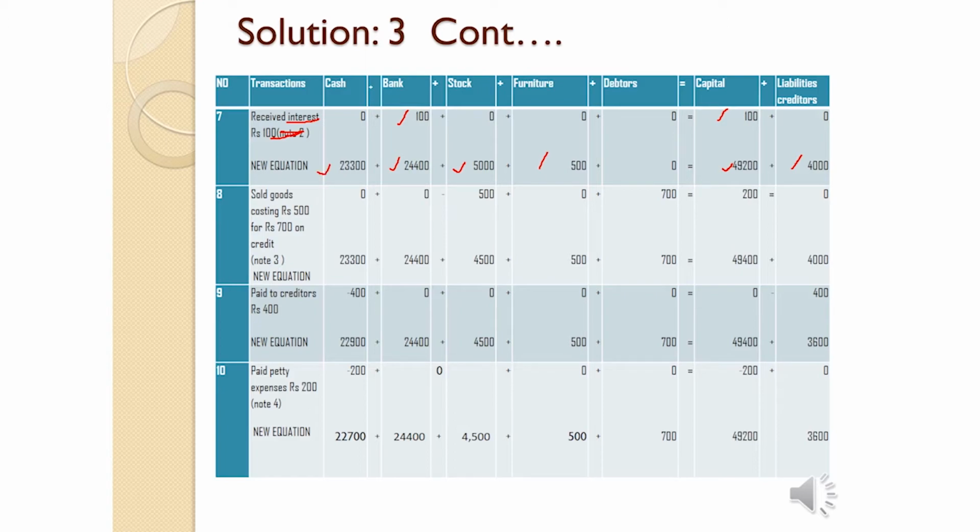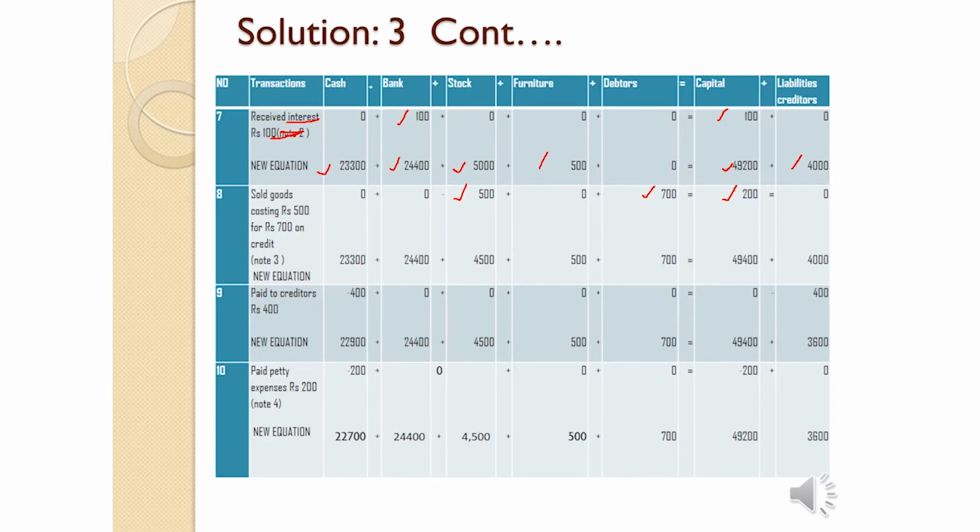Next transaction is sold goods costing rupees 500 for rupees 700 on credit. So sold goods costing 500 for 700. So 500 is the value of stock, and 200 is the profit. That is, 700 is the selling price, recorded under the debtors column. 700 minus 500, 200 is the profit. So the amount of capital will be increased by 200.